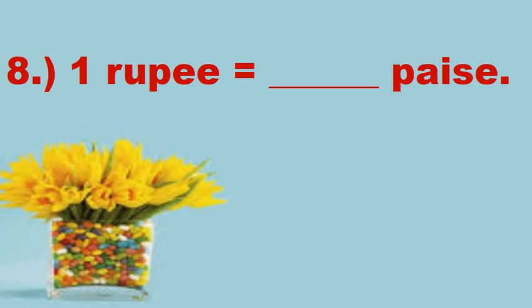Number 8. One rupee is equal to dash paise. So 1 rupee is equal to 100 paise.